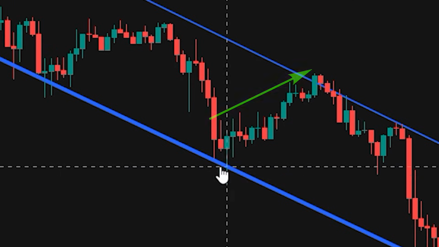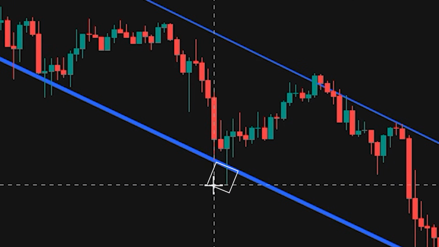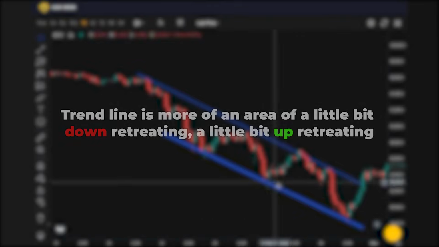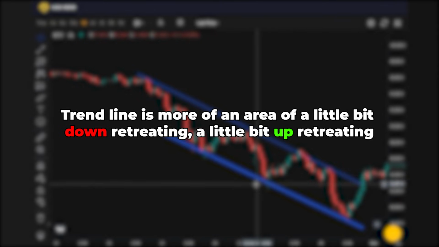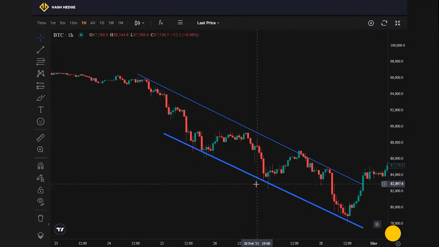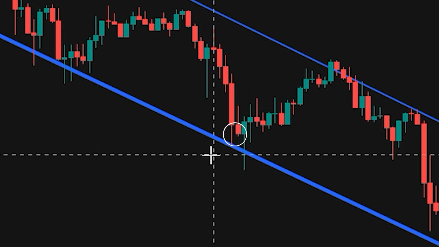We can see that the price has gone a little bit lower, and those kinds of punctures happen. That's why I say the trend line is more of an area of a little bit down retreating, a little bit up retreating. And in that whole area, the trend line will be valid. We can perceive buy trades.